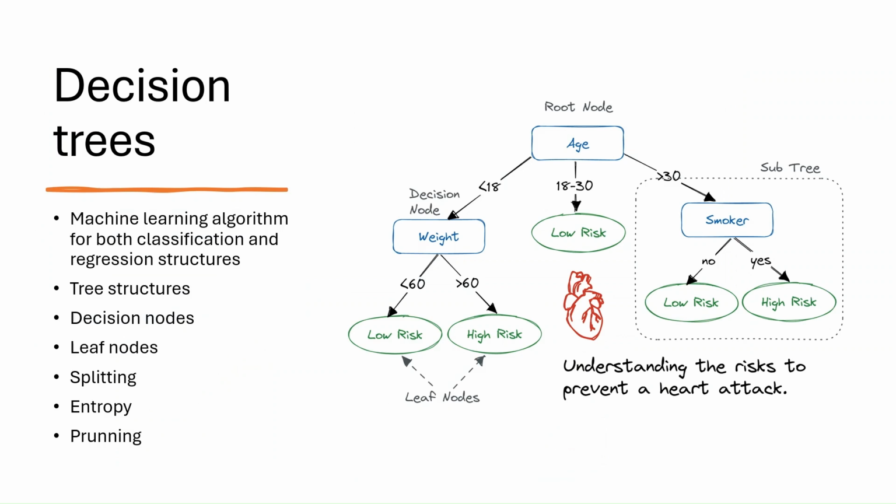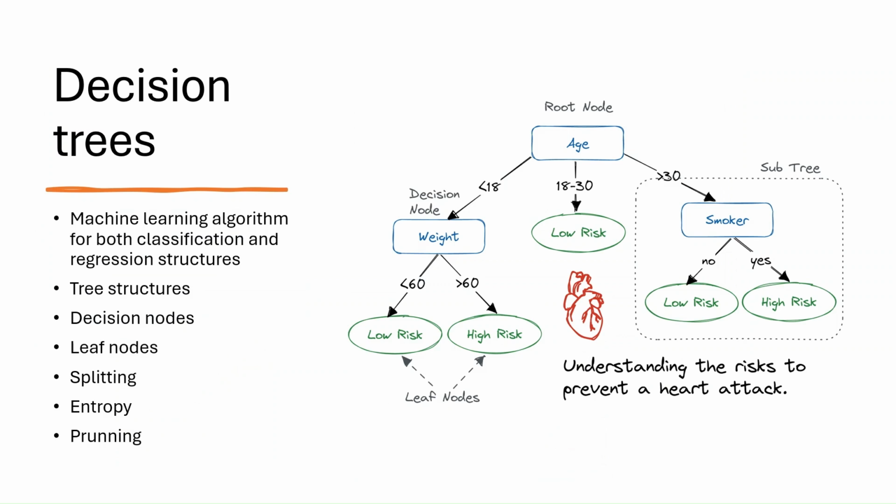Yes, the most important and widely talked about feature of any kind of machine learning algorithm is the decision trees. Decision trees are basically binary tree type of structures where I have decision nodes, I have leaf nodes, I have splitting, I have entropy, I have pruning. So for machine learning algorithms for both classification as well as regression structures, I can use decision trees.